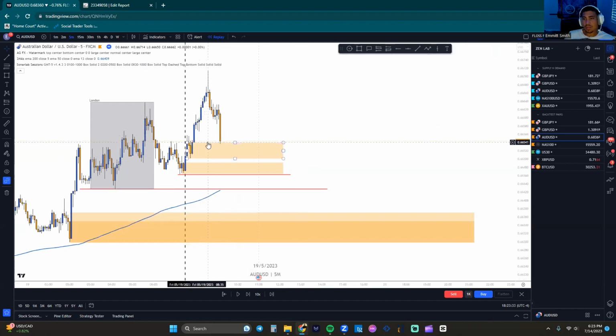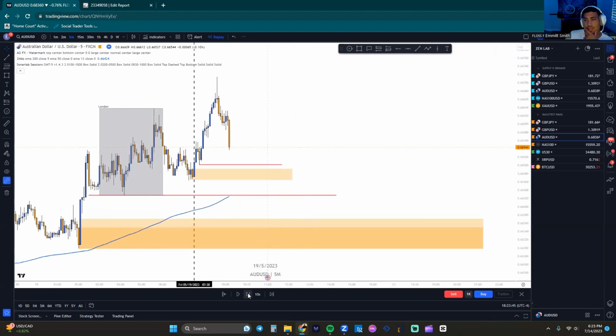So you guys know what we do in this situation. We go ahead and delete this higher zone. We make this our low to take out before coming down into our zone. And if we get a reaction, we take it. If we don't, then we won't. Very simple. Okay. Just following trend here.